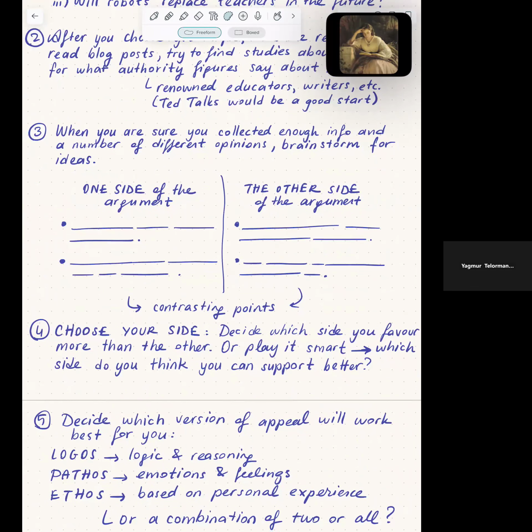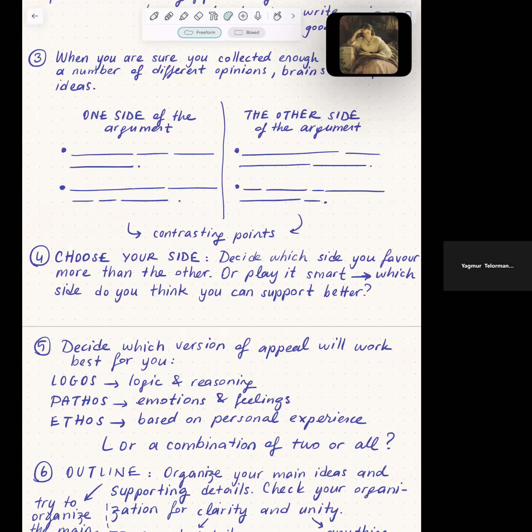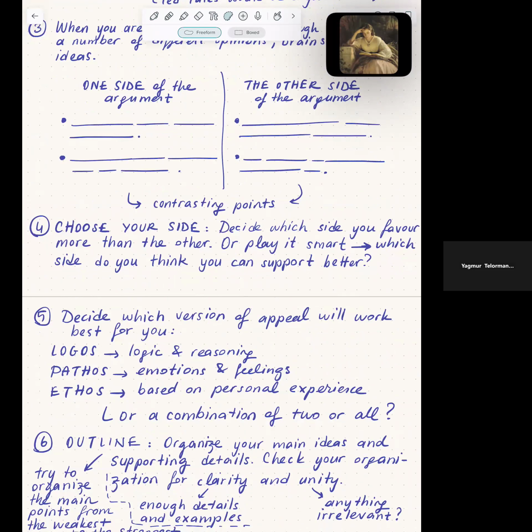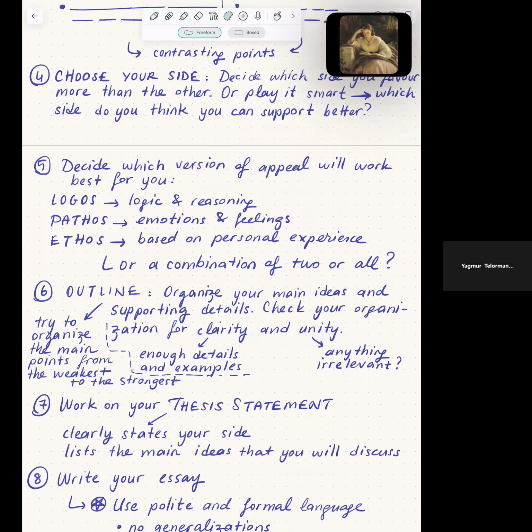And then choose your side. Decide which side you favor more than the other, or play it smart. Which side do you think you can support better? And step 5, decide which version of appeal will work best for you, logos, pathos, or ethos, or a combination of the two or all.